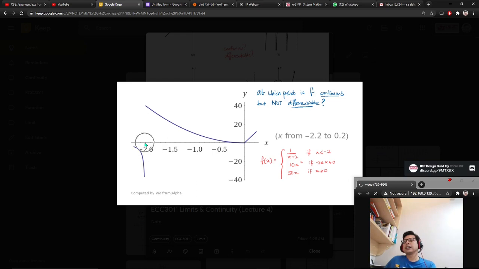Is there any point that you can think of where f is not continuous but differentiable? Is there any case you can find? No. Are you sure? So that's your homework. Find a case where a function is not continuous but differentiable. Is there such a thing?